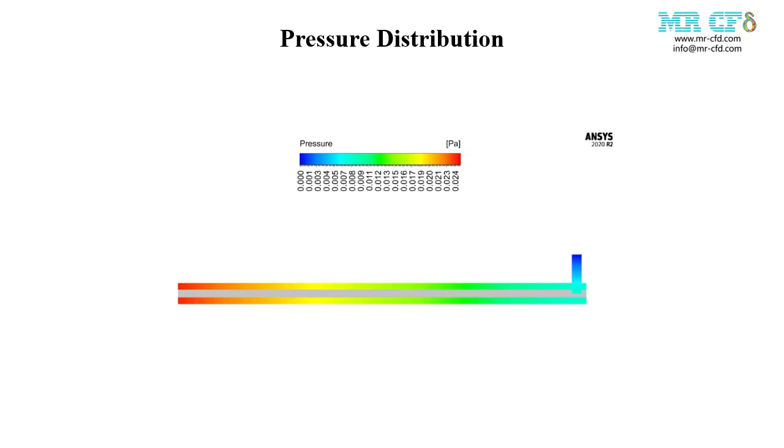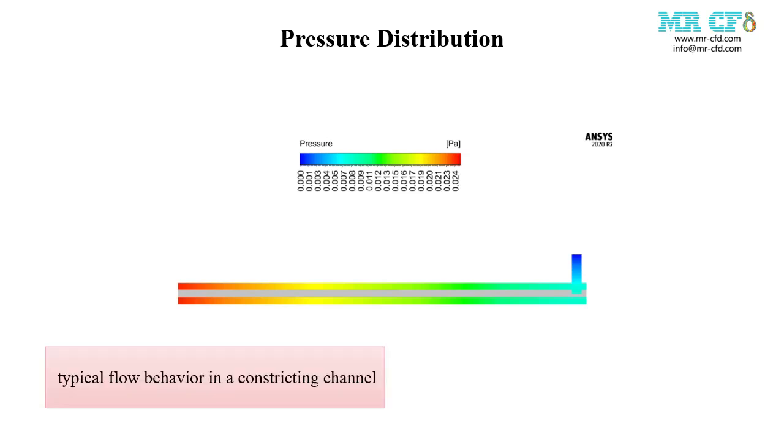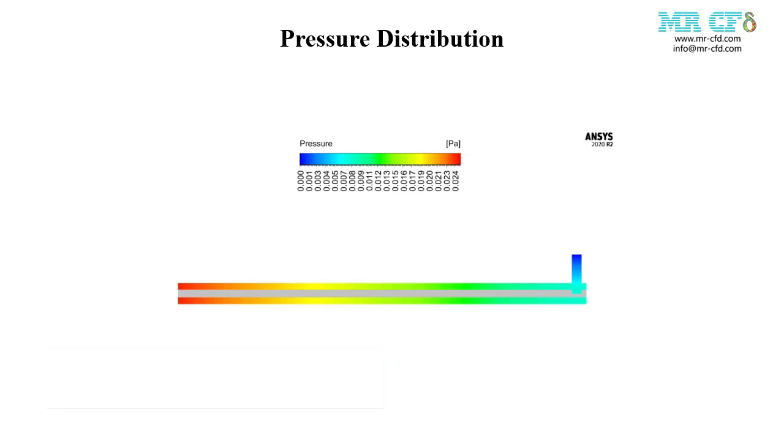The pressure distribution offers additional insights into the flow behavior. The highest pressure is observed at the inlet, which is expected due to the incoming flow. There is a gradual pressure decrease along the length of the cylinder, indicated by the transition from red to yellow to green. The lowest pressure is seen at the outlet, consistent with typical flow behavior in a constricting channel. The pressure gradient is relatively uniform along the length, suggesting a steady acceleration of the flow.